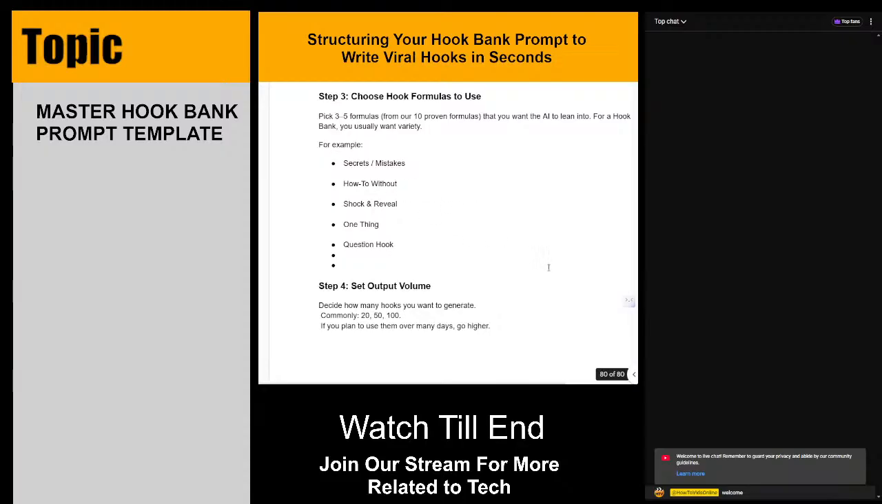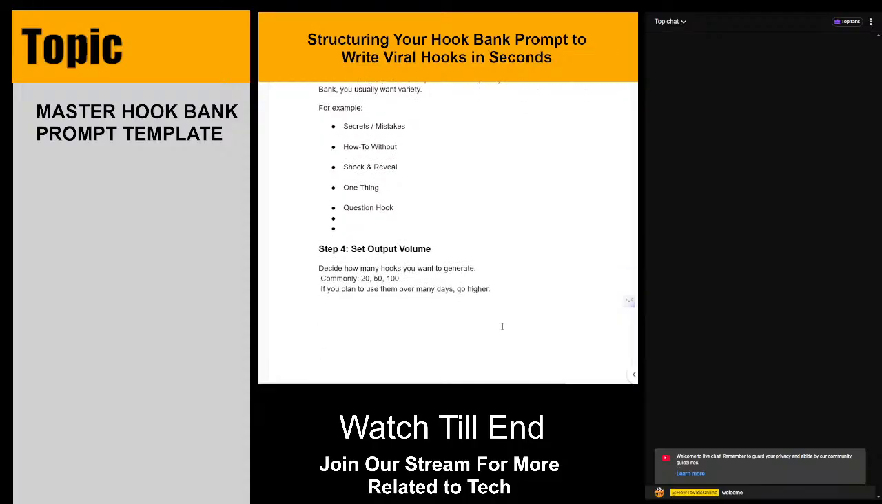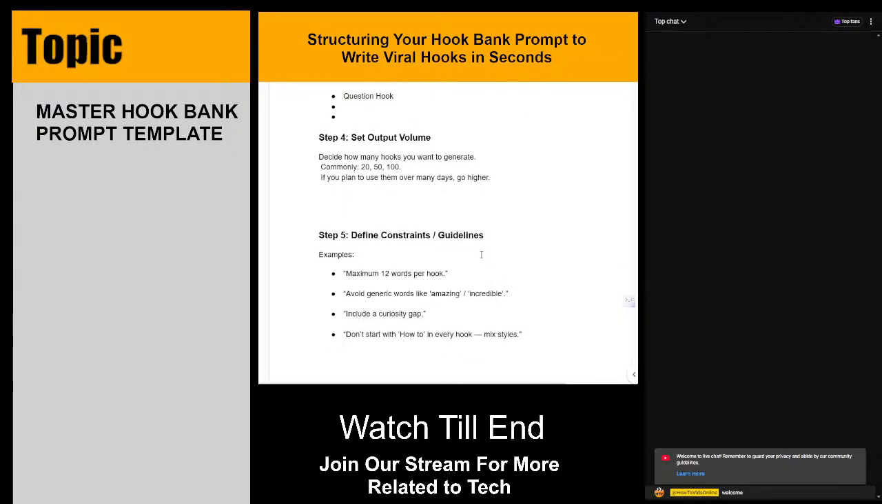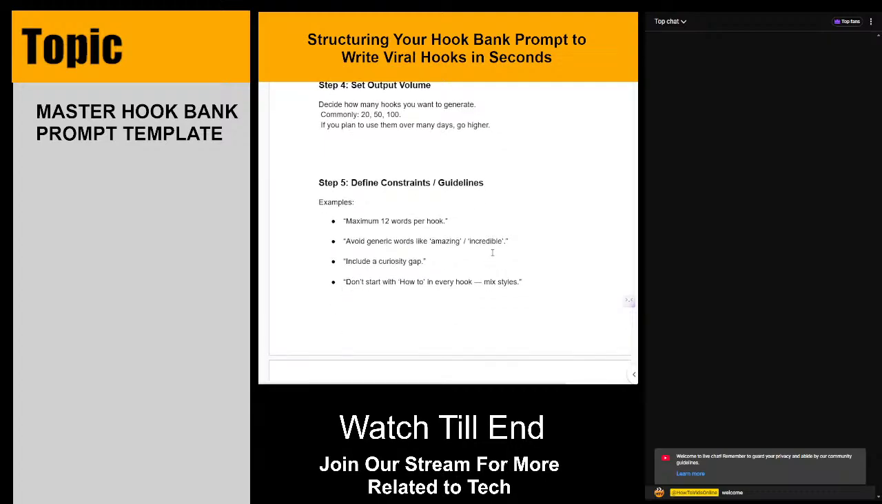That is the fifth step, which defines the constraints and guidelines. Here we have step 5. Here are examples, where we say maximum 10 words per hook, or avoid generic words like amazing, incredible, include a curiosity gap. Then we can ask, don't start with how to in every hook. Mix the style because it would make things boring. So you can add variations by defining constraints.